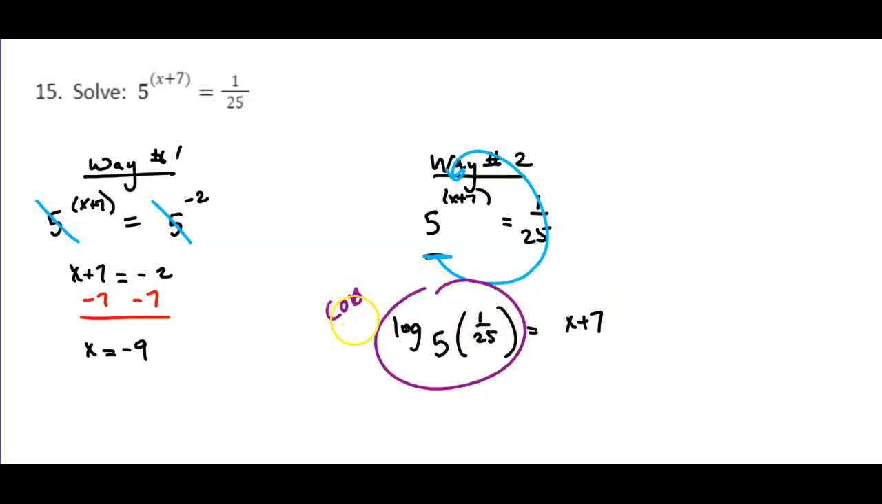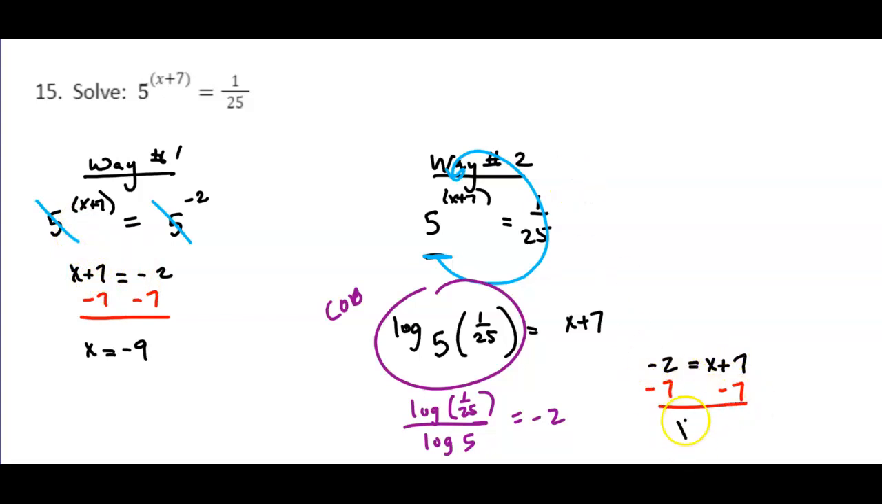All right, so in your calculator, you're going to be doing log of 1 over 25 divided by log of 5. When you put that in your calculator, it should tell you that that's negative 2. So what you end up with is negative 2 equals x plus 7, which is where I was right here. It just, to me, took a little longer, but you get the same result. So I'm going to subtract 7 from both sides, and again, I get that x is equal to negative 9. All right, so either way, you get x is equal to negative 9.